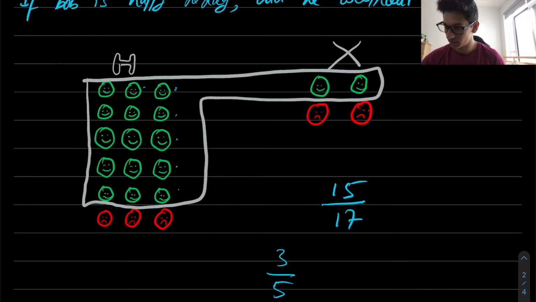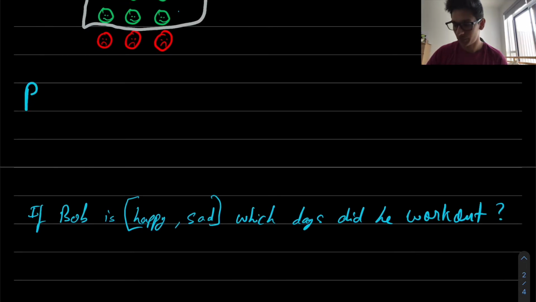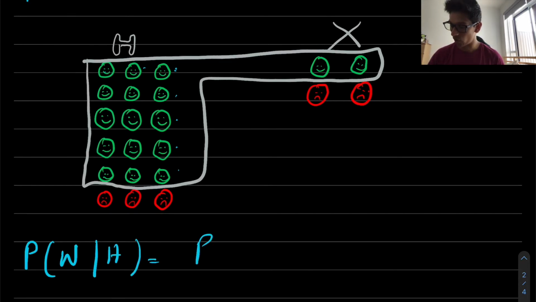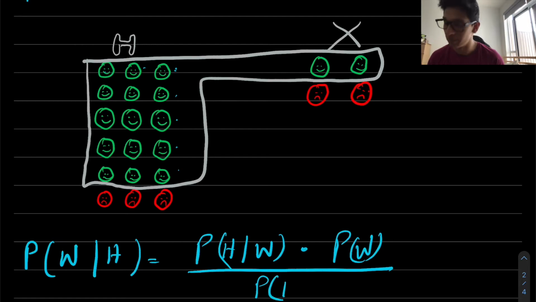This is essentially Bayes' theorem. So to formalize this, what Bayes' theorem says is the probability of him working out given that he is happy is equal to the probability of him being happy given that he worked out, multiplied by the probability that he worked out, divided by the probability of him being happy.